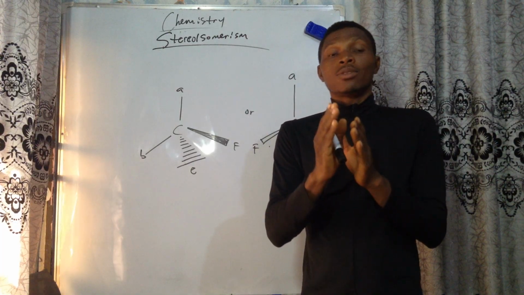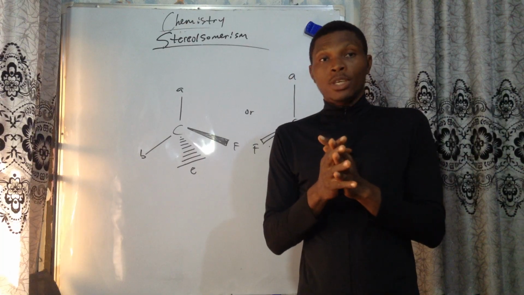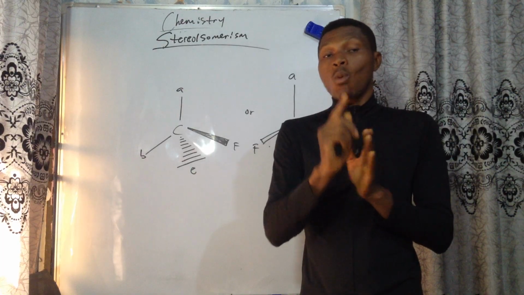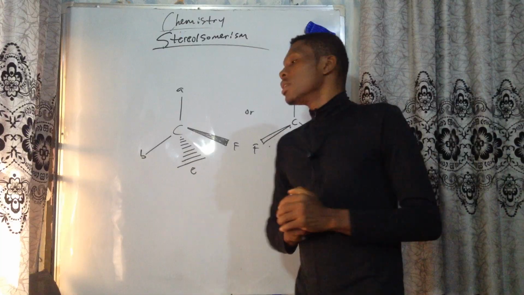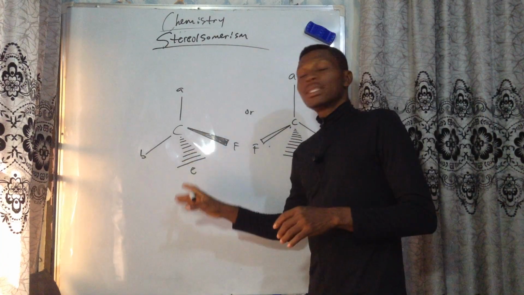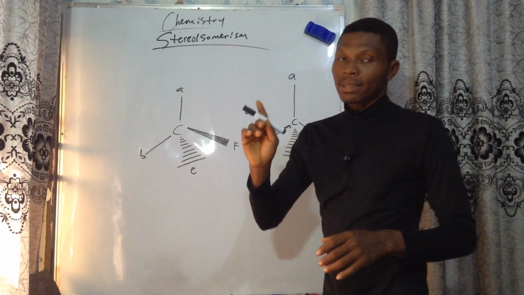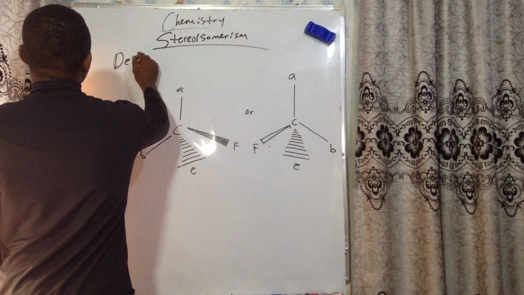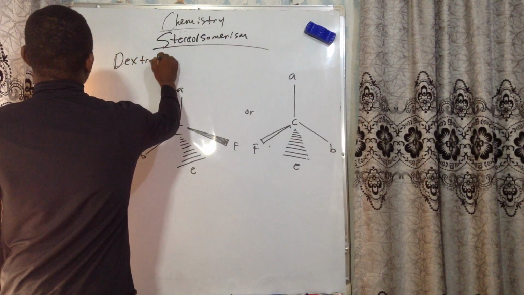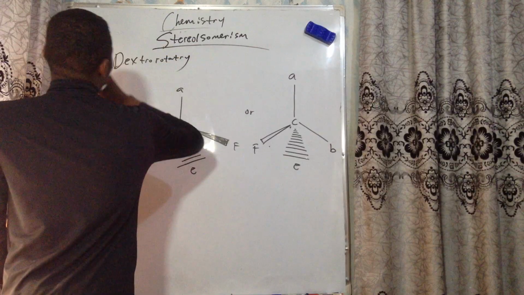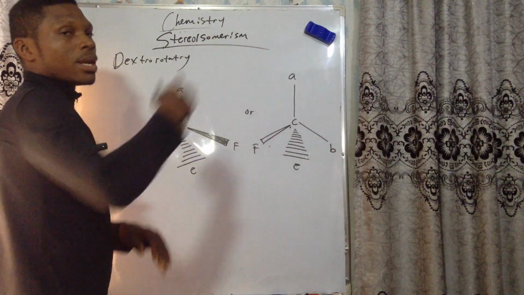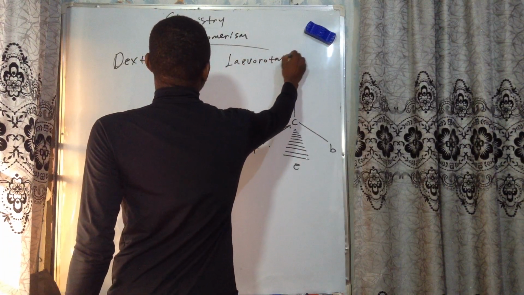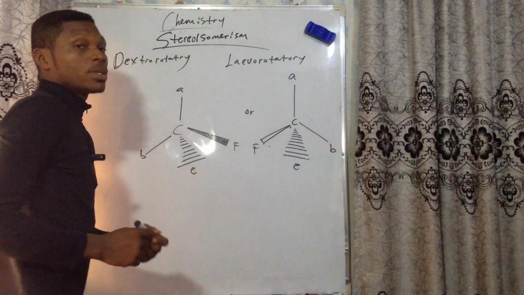You know what I mean by polarized light? That is light traveling in one direction. Light waves are scattered in many directions, but this one is traveling in one direction. So the one that rotates plane polarized light to the right, we call it dextrorotatory, while the one that rotates to the left, we call it levorotatory. These are what these compounds do.